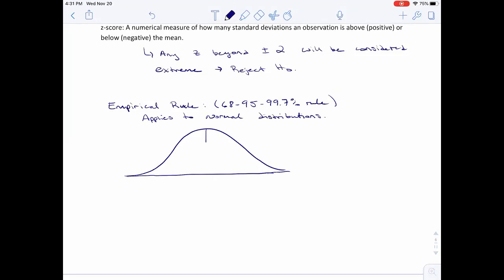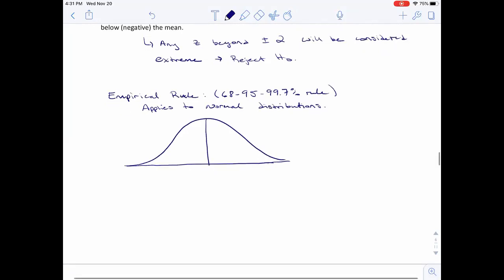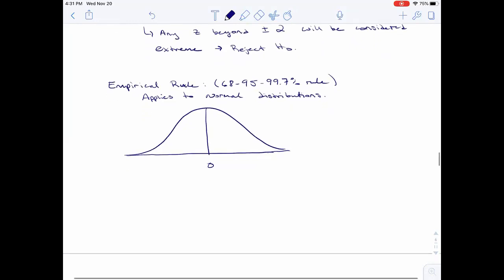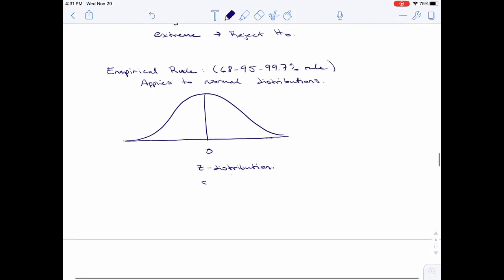And z is a normal distribution centered on 0. So I'll just put a label down here, the z-distribution centered on 0. And the standard deviation is 1.